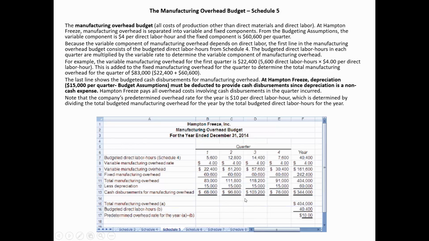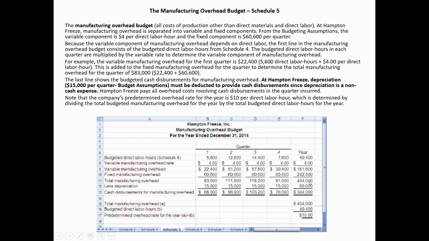But since we also have to prepare a cash budget, we're going to have to subtract out depreciation in order to isolate what, out of this $83,000, will be the cash portion that we will actually be spending. So this depreciation is included in total manufacturing overhead, or it's actually in the fixed manufacturing overhead. So we're going to separate it out, deduct it in order to come up with our cash disbursements.